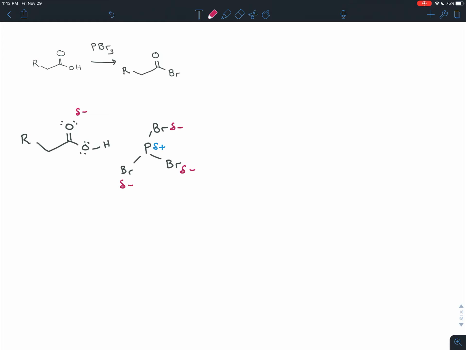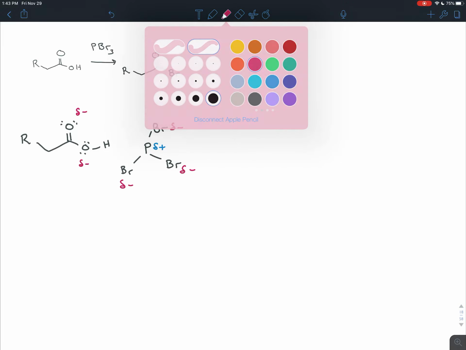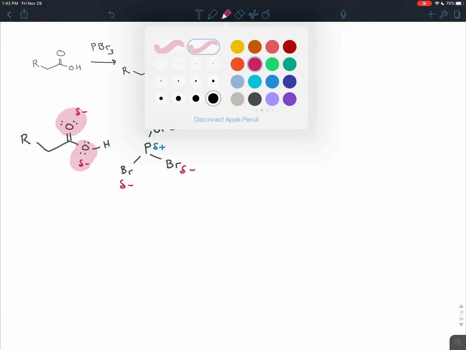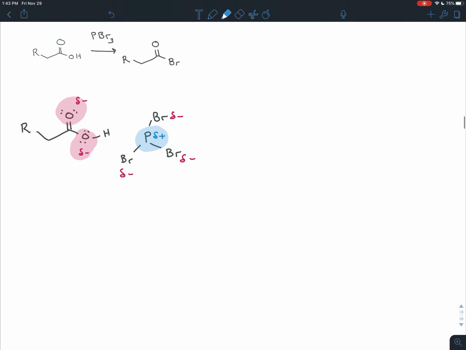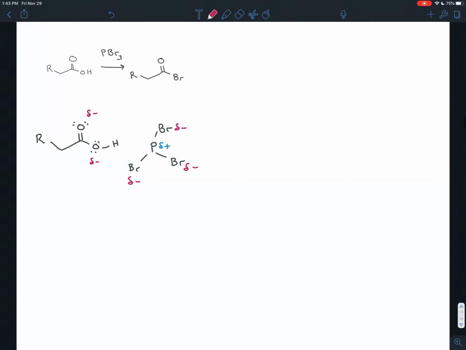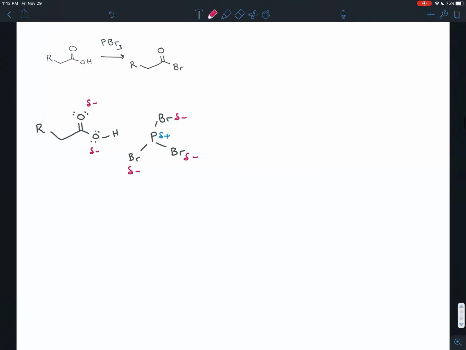Now, there are two versions of this mechanism. Because you have two slightly negative oxygens, either of those oxygens can act as a nucleophile to attack the phosphorus. If the carbonyl oxygen attacks, it's technically more correct, the mechanism, but it is so much longer. And it doesn't really shed that much more understanding. It doesn't give you that much more insight. So for the sake of brevity, I'm going to show you the mechanism where this oxygen in the carboxylic acid attacks.